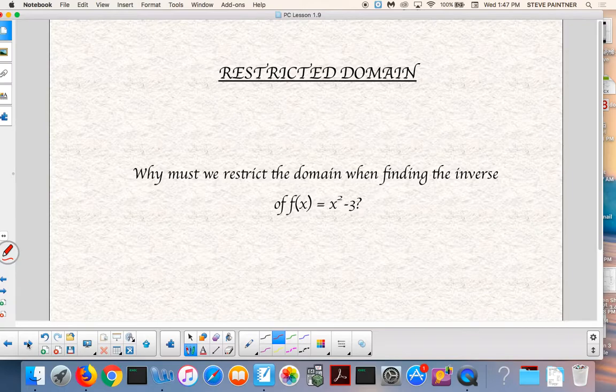All right, next. This is just a quick statement. Sometimes your domain is restricted. The question is, why? How come? Why must we restrict the domain when finding the inverse of this? And by the way, on yours, can you see the equal sign? I feel like your equal sign looks like a negative x squared. It's just f of x equals what? X squared minus 3. Anyways, the question is why do I have to restrict my domain?